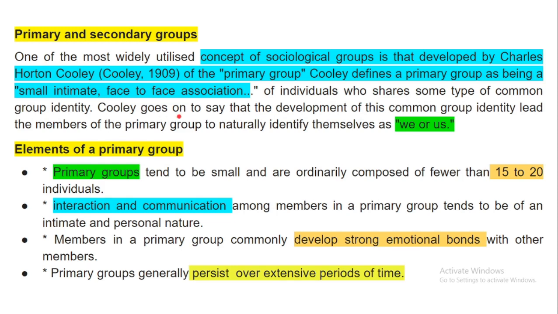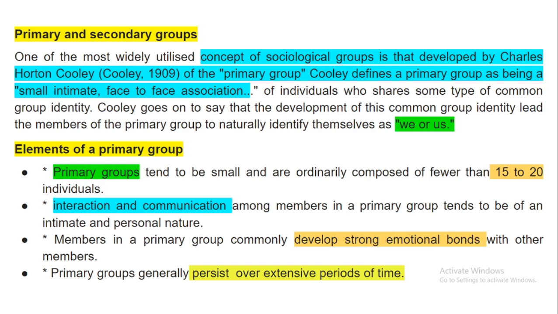Cooley goes on to say that the development of this group led the members of primary groups to naturally identify themselves as we or us. So the primary group naturally has a we or us relationship and nature, a natural identity of we or us. That means we are the members of that family, meaning my family is my primary group. Your family is your primary group. So in case of that family you will call we or us. So this is called primary group and this was identified by Cooley.